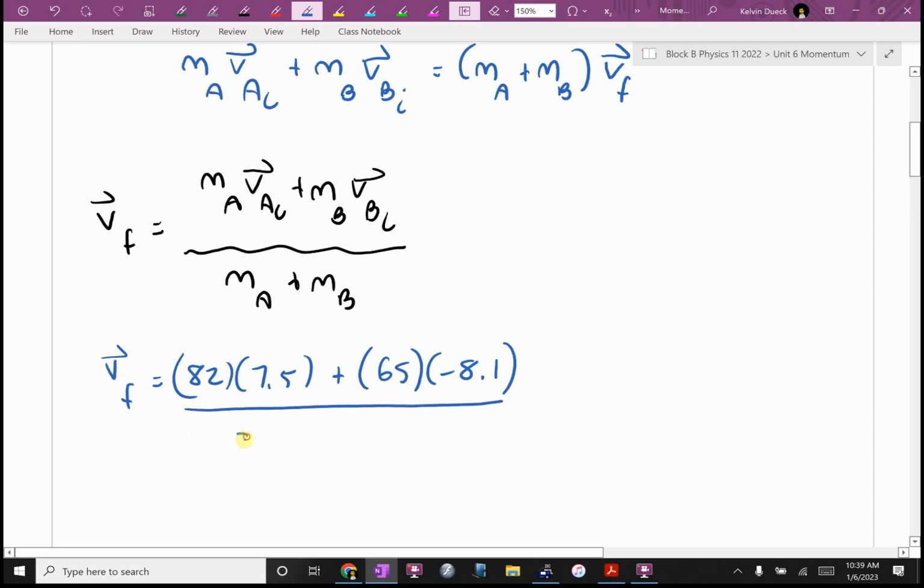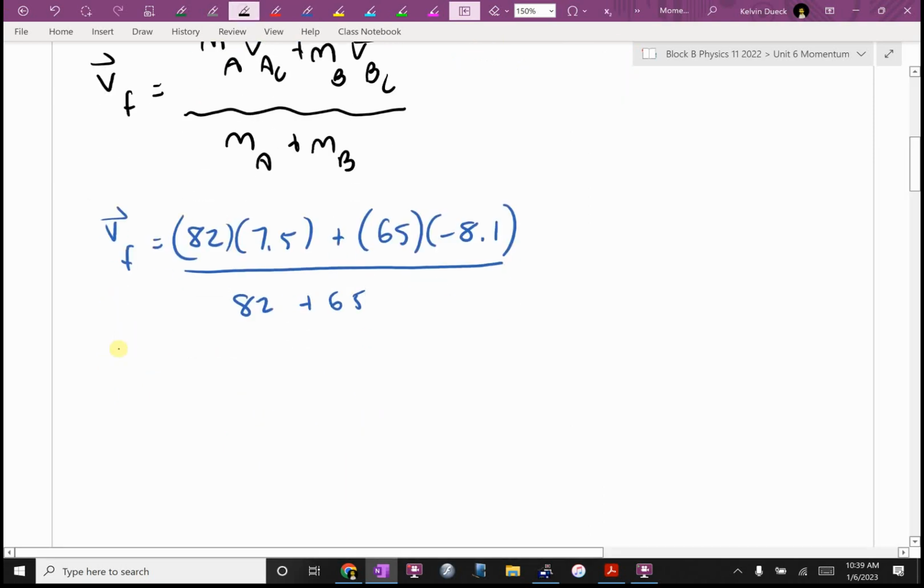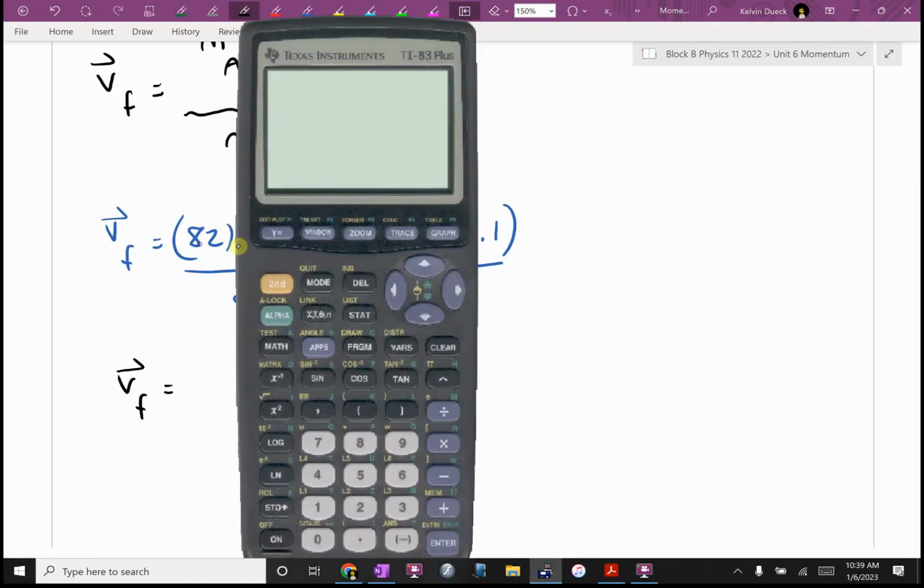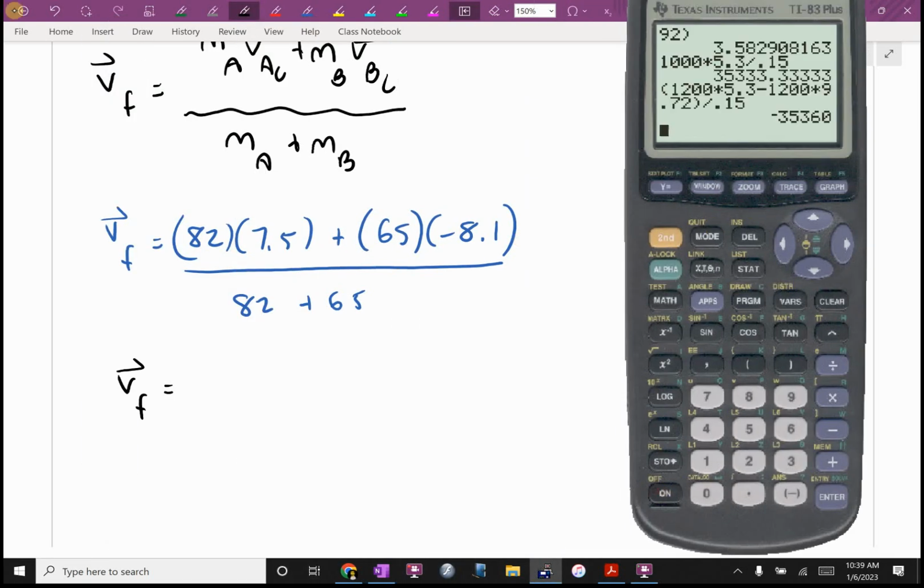Sorry, don't write M, Mr. Duick. 82 plus 65. But I have no idea what the answer is. I suspect because these are close, you probably got a fairly small velocity. I'm guessing under 1 meter per second, probably.